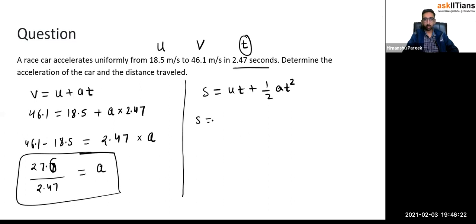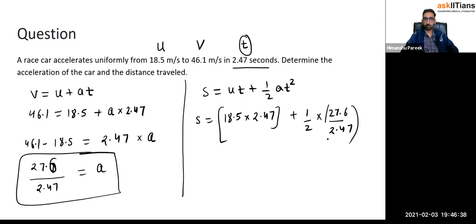Okay. So initial velocity is 18.5. Time taken is 2.47, plus half acceleration, which is this value 27.6 divided by 2.47, multiplied by time squared, which is 2.47 whole square. Now we just have to solve this equation and we'll get the answer for displacement. So it's that simple. If it would have been a case of retardation, I would have written a negative sign here. Right? So that's how we solve the question.